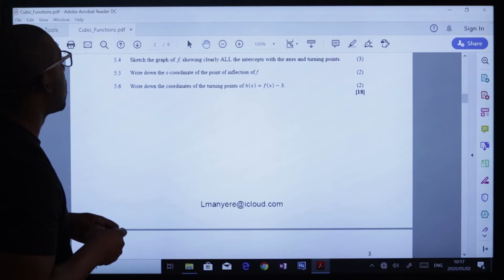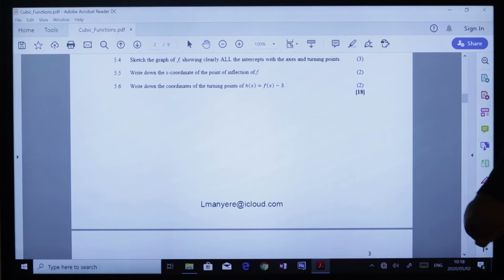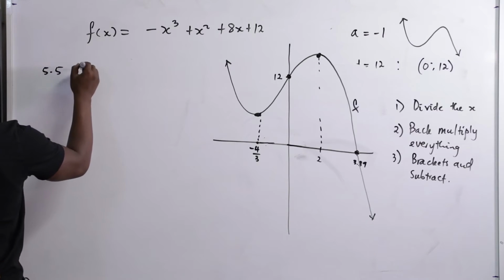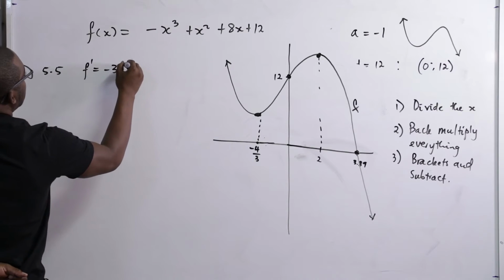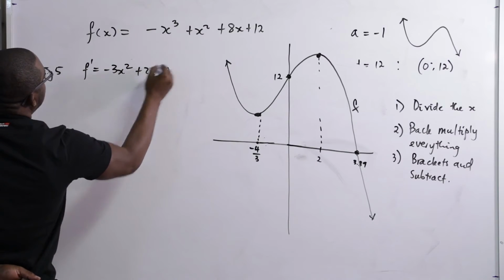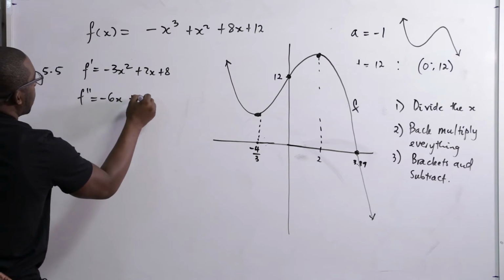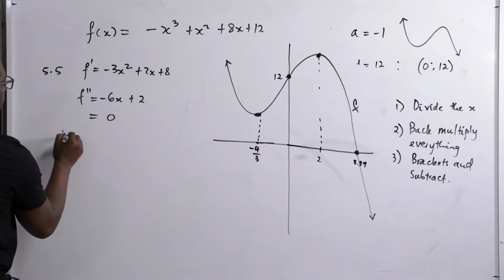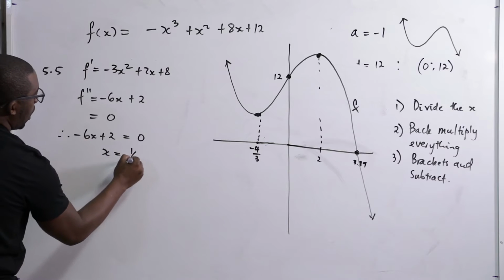Write down the x-coordinate of the point of inflection. There are two ways to do it. I'm going to show you both of them. Point of inflection, you differentiate the first time, you get negative 3x squared plus 2x plus 8. You differentiate the second time, you're going to get a linear function, minus 6x plus 2. You equate this to 0, therefore minus 6x plus 2 equals 0. X is going to be 1 over 3.